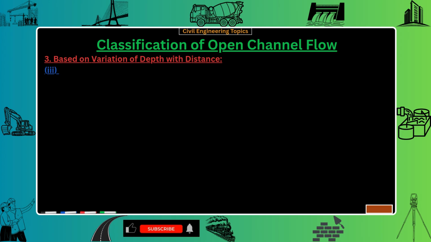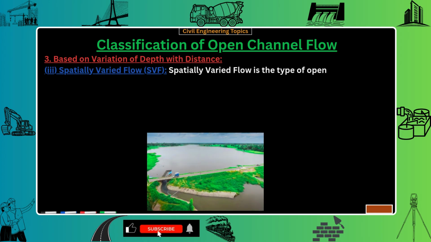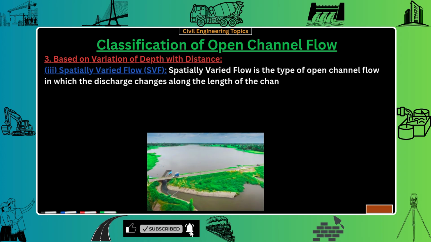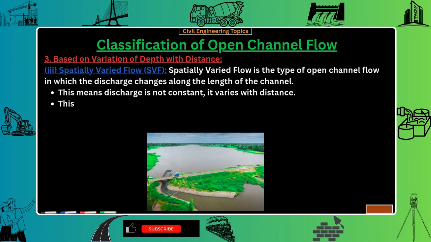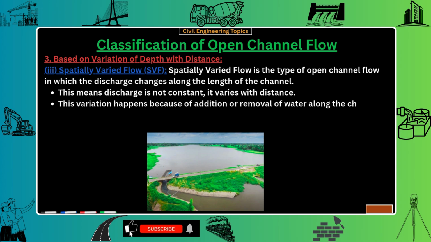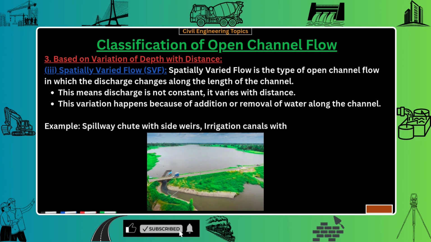Next one is spatially varied flow, or SVF. It is the type of open channel flow in which the discharge changes along the length of the channel. This means discharge is not constant. It varies with distance. This variation happens because of addition or removal of water along the channel. Spillway chute with side weirs, irrigation canals with multiple outlets, etc. are the examples of SVF.